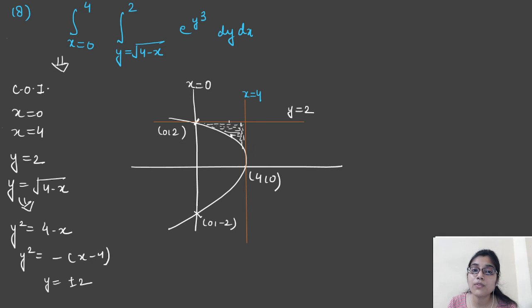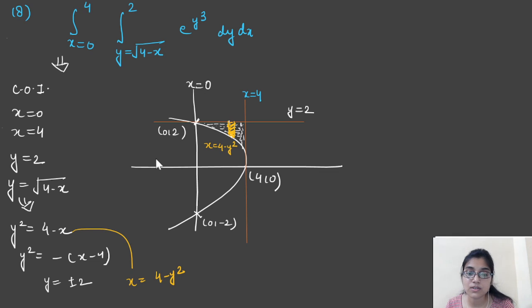What we have to do now? We want to integrate initially with respect to x. So we want the limit of x in terms of y. So if you calculate your x from here, what are you getting? 4 minus y square, right? You shift this x this side and y square this side. So your x is going from where to where? From 4 minus y square to, what is this?